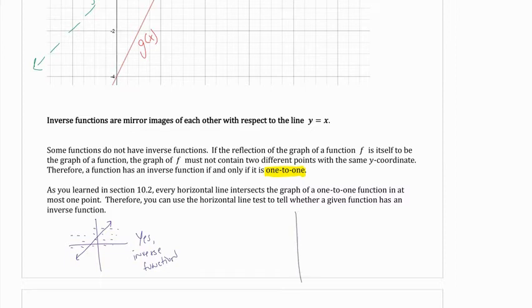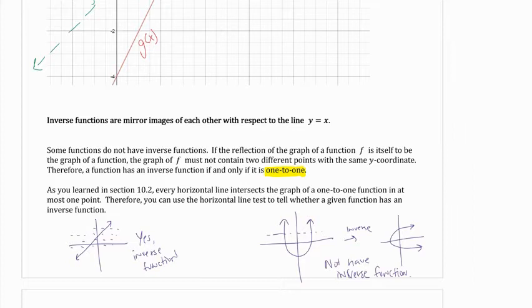If I look at a graph, say like this, a parabola, that is a function, but if I do the horizontal line test, it does not pass. So it does not have an inverse function. And what happens is when I do the inverse here, it looks like this. And that's not a function. So it does not have an inverse function. It has an inverse, but its inverse is not a function.